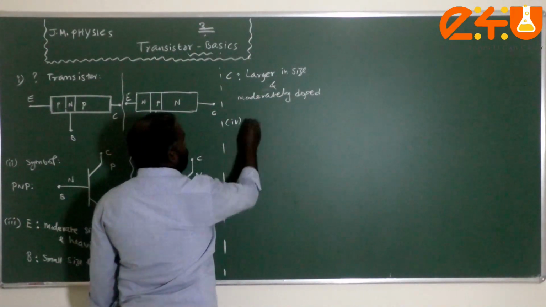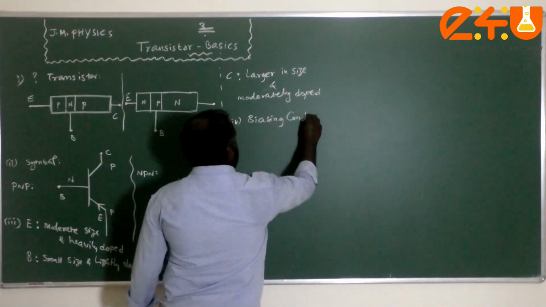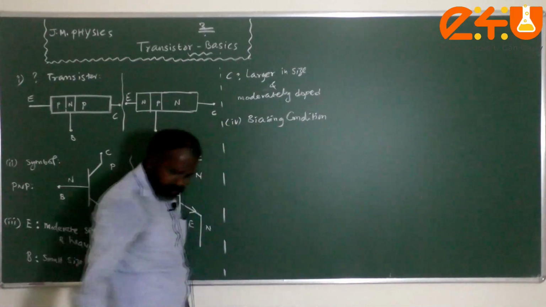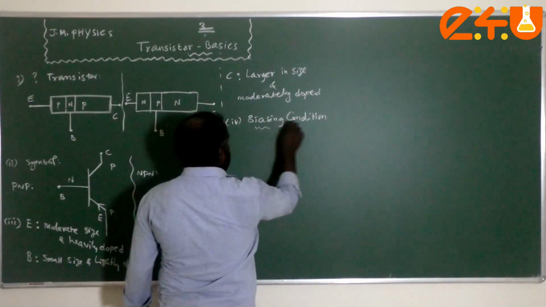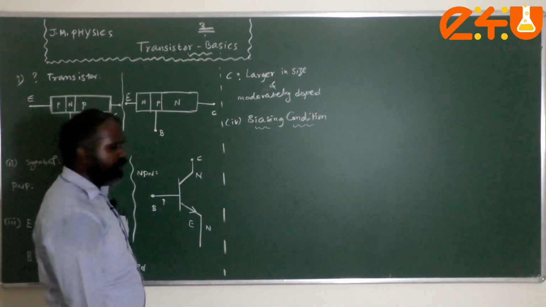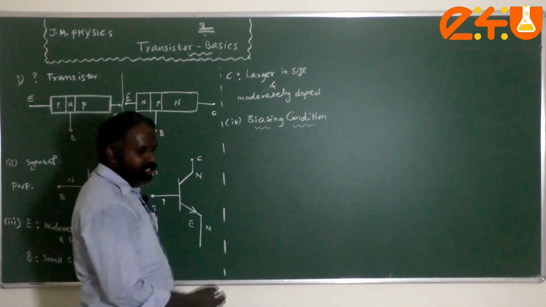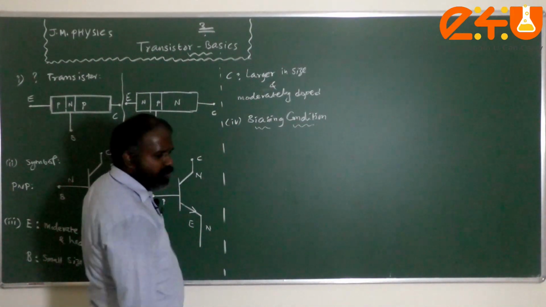The next one is the fourth one. What we are going to discuss is the biasing condition for working of a transistor. If you want to make the transistor work when it is connected in an electronic circuit, we know that biasing is the method of applying external voltage to the terminals of the electronic component.